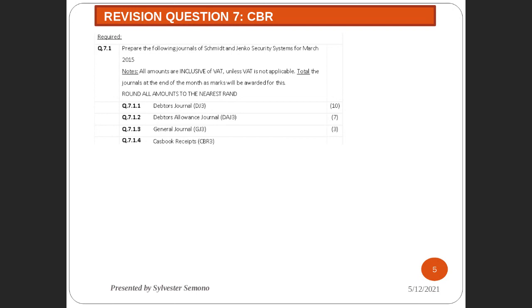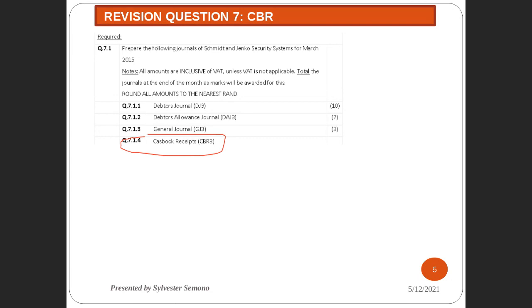Remember, these journals, we still have to know them after test number 2, but we must know them at the moment. I don't want you to wait. But remember, our focus will be on our cashbook receipts. So this is our requirement. Let me highlight this. This will be our requirement. So we are going to focus on the CBR.